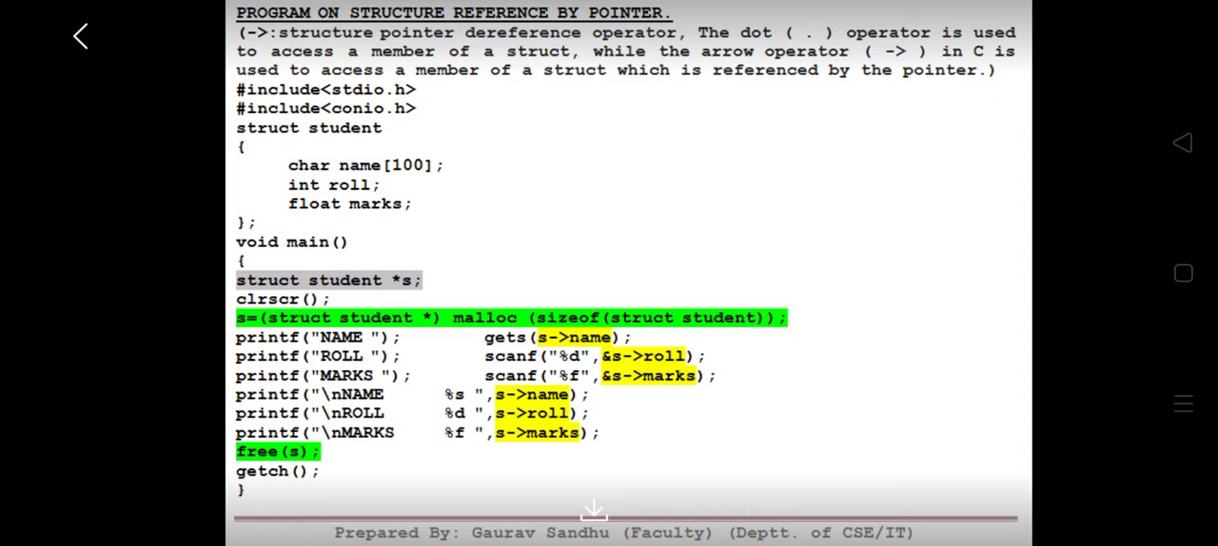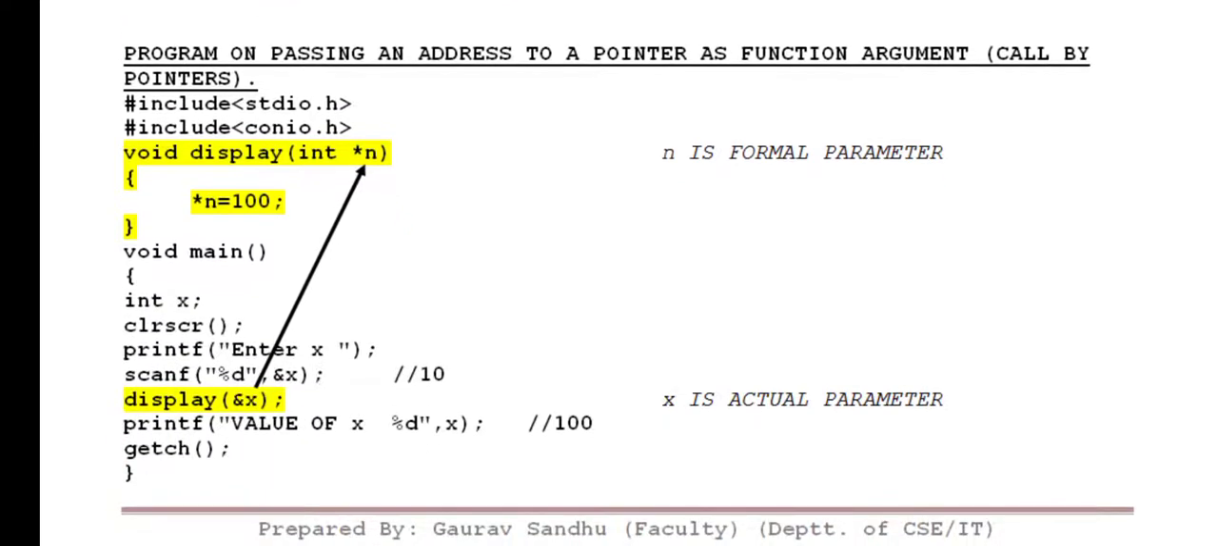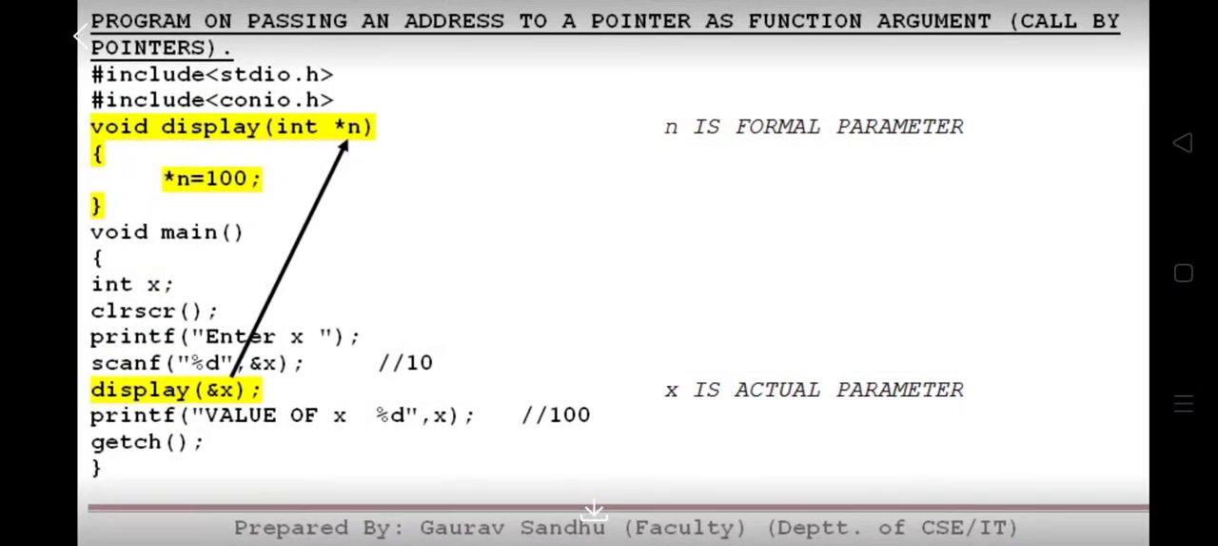Further in the program, it says free the memory location which is pointed to by structure variable S, and the program gets over. So let's discuss another program on call by pointer. Now, looking at the screen, it says that void display is a function and integer pointer n is the parameter. The function display has a pointer parameter. Now, that pointer star n is changing the content of whatever address is given to the pointer n.